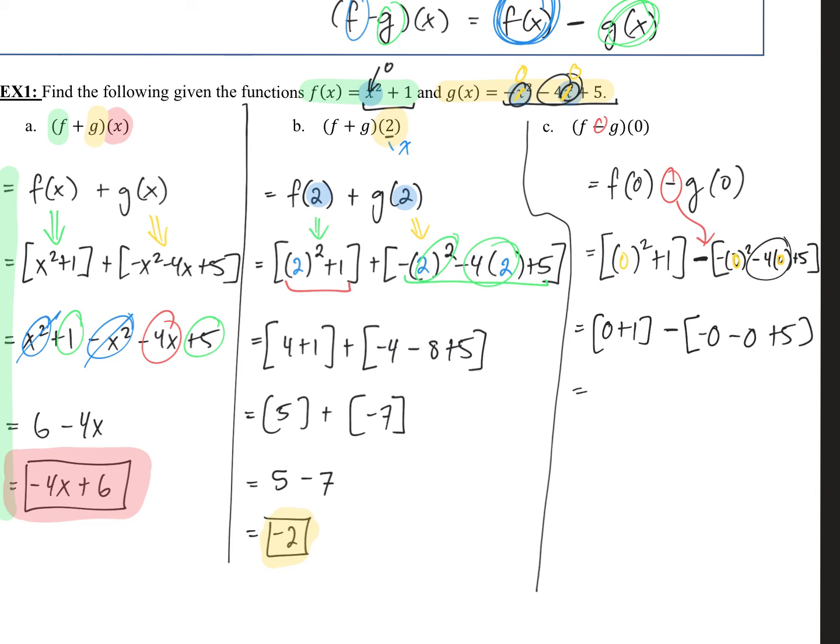Got a lot of zeros going on. Well, 0 plus 1 is just 1. And then we have minus, well, negative 0 minus 0, that's all going to go to 0. So all we have left is the 5. And that'll be 1. And remember, we have that negative there. We've got to be careful with that negative. Got to distribute that. That's one of the key things for the subtraction of functions that a lot of students, I will notice, forget. We have to remember to distribute that negative. Okay, then we have negative 5. So that'll equal 1 minus 5, negative 4.